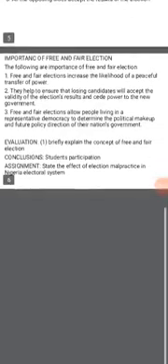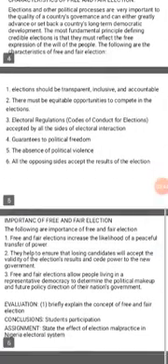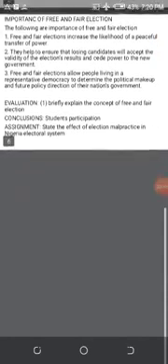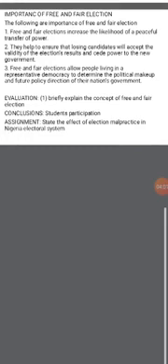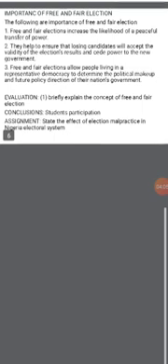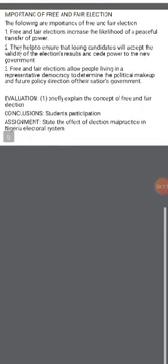Now, let's look at the importance of free and fair election. The following are some of the importance. One, free and fair elections increase the likelihood of a peaceful transfer of power. They help to ensure that losing candidates will accept the validity of the election's results and concede power to the new government. You know, in some cases, whoever loses election will not want to accept it.